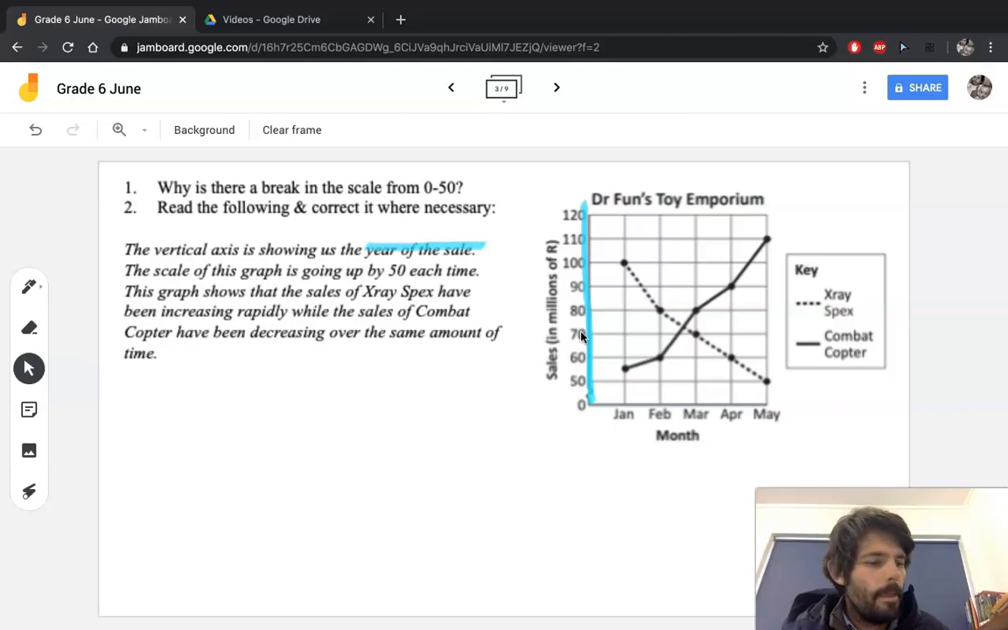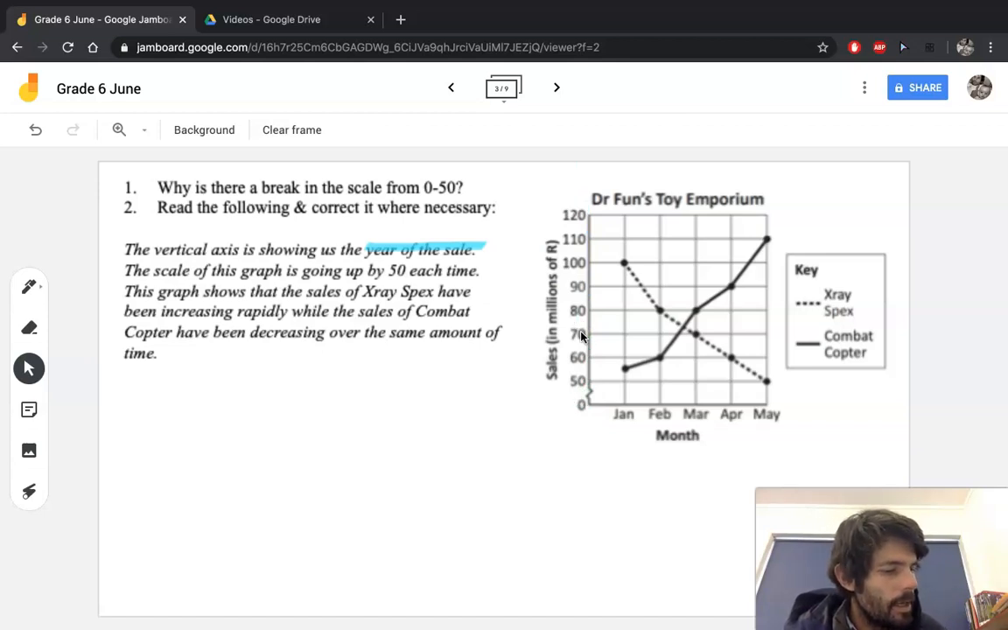Second line, the scale of this graph is going up by 50 each time. Now the scale, which you can see on the y-axis, initially goes up from 0 to 50.